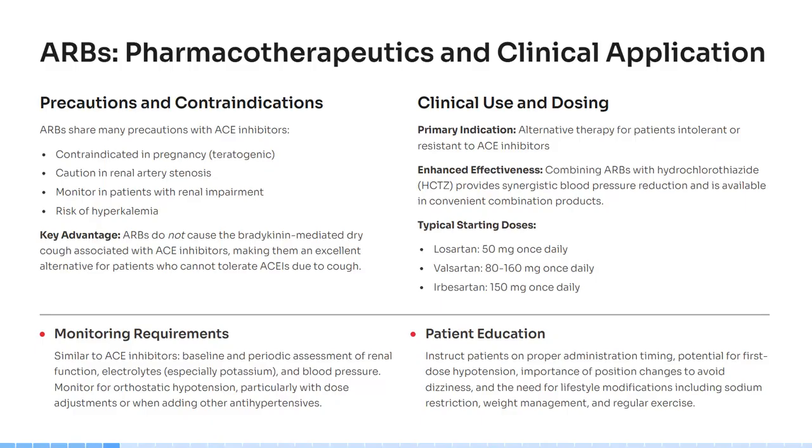Okay? You want to tell your patients about how to take this medication. You want to tell them about the potential for first dose hypotension, making sure they change their position slowly because we don't want them to get dizzy and pass out, right? And of course, a need for lifestyle modifications, restricting their sodium, weight reduction or weight management, and exercise. It doesn't go out the window when we start the medication.